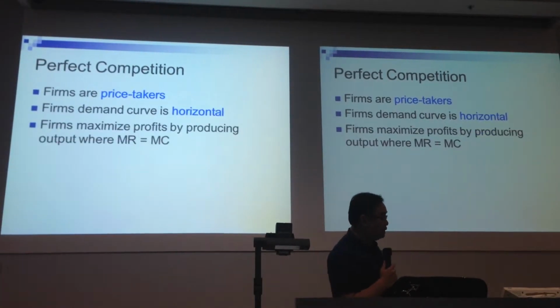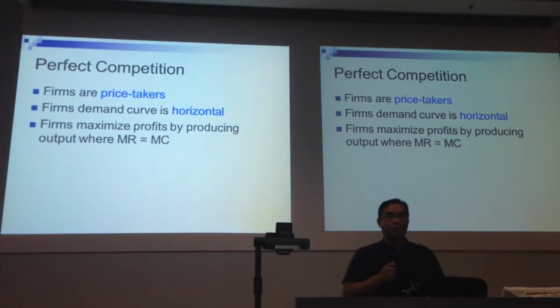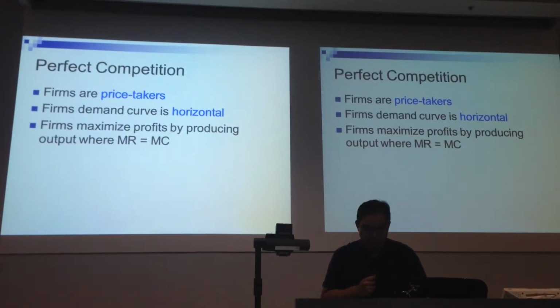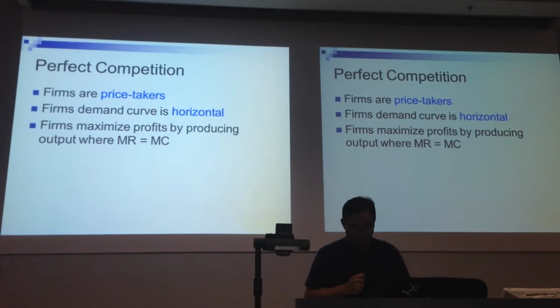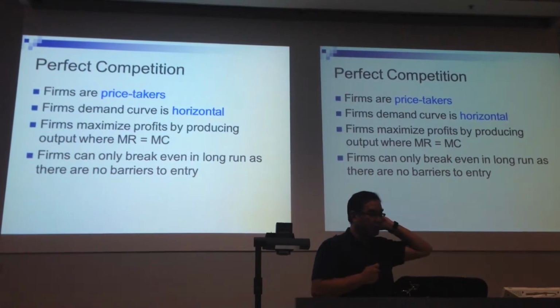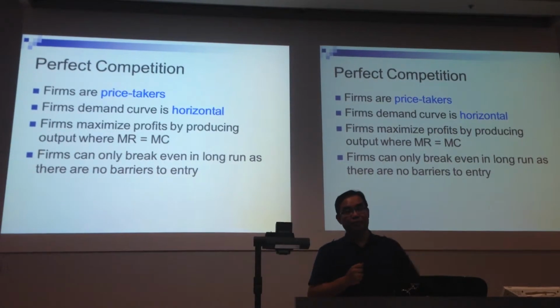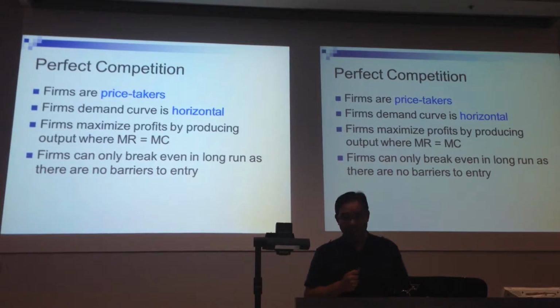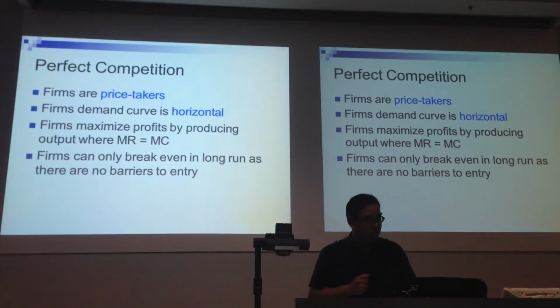And in order to maximize profit, they have to produce at the output where MR is equal to MC. And in the long run, firms can only break even because there are no barriers to entry, because of the free entry and exit of firms.